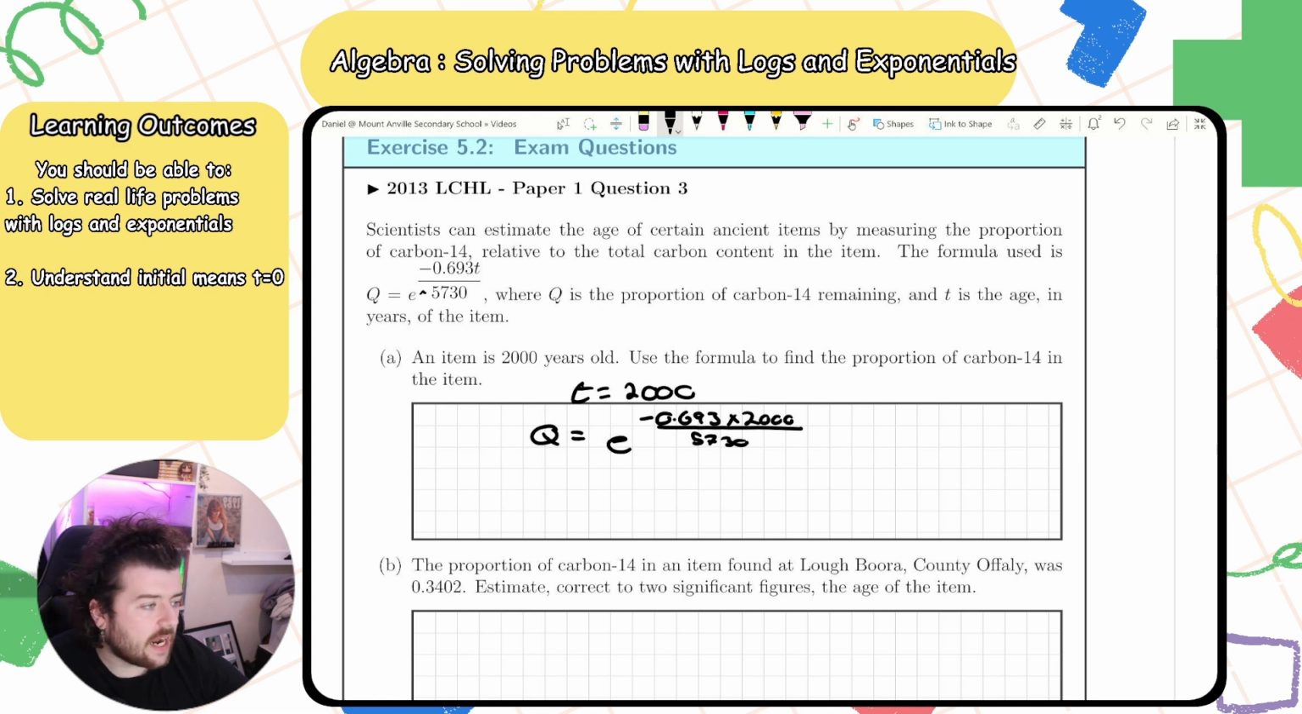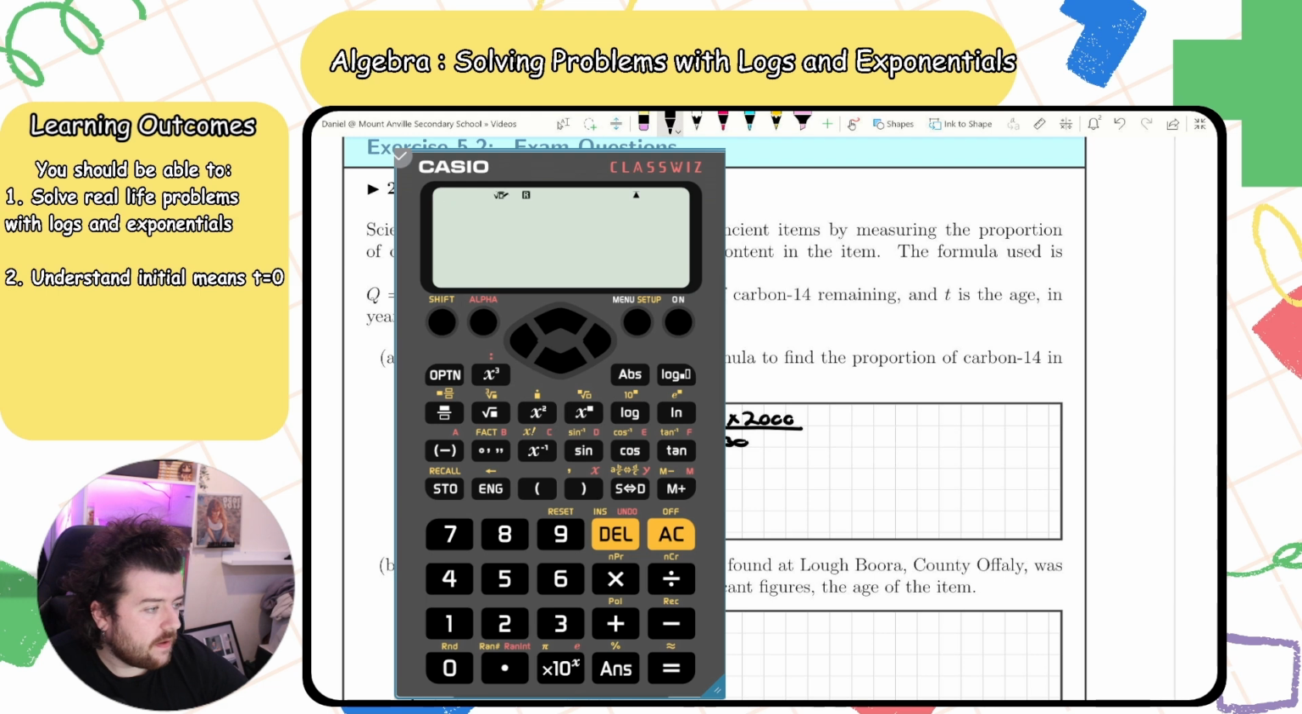So put that into our calculator. I want e to the power of a fraction, so that'd be minus 0.693 times 20 all over 4,730. You're going to get the quantity remaining is going to be 0.9975. So that is the proportion of the carbon remaining, 0.9975.